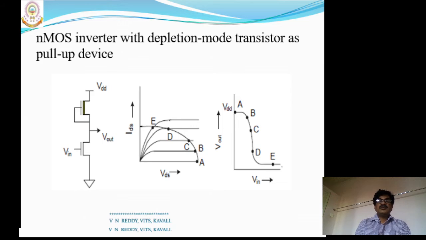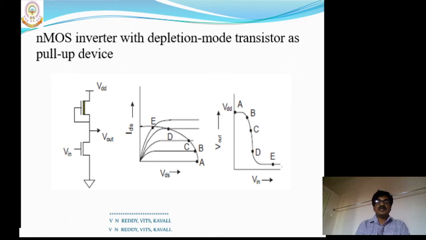Now see the NMOS inverter using a depletion mode transistor as a pull-up device. The leftmost diagram is the inverter diagram using a depletion mode transistor as a pull-up device, whereas the second one represents the overlapped characteristics of both pull-up and pull-down devices, whereas the third diagram represents the characteristic curve of this inverter.